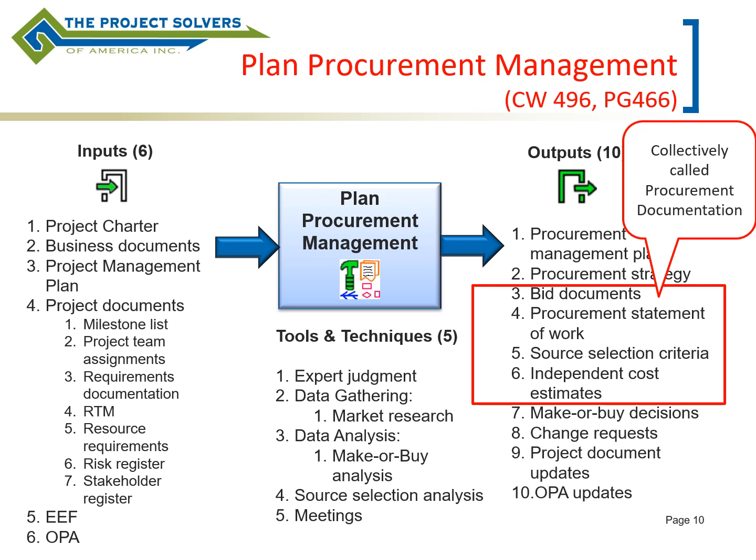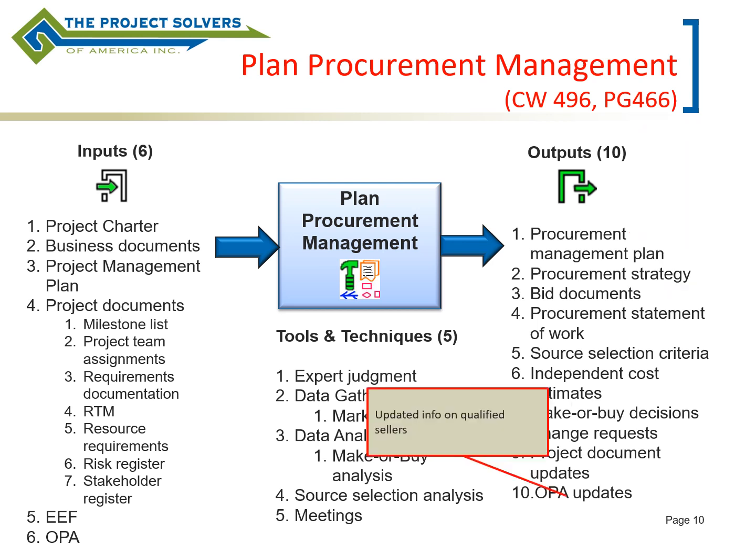Also, we have project document updates and OPA updates, and in particular with OPA, let's say you've done some research on your potential sellers that are out there. Why not document and save that research so that you can use it again for future projects? And so then you'd update information on those sellers, and that comes in as an OPA update.